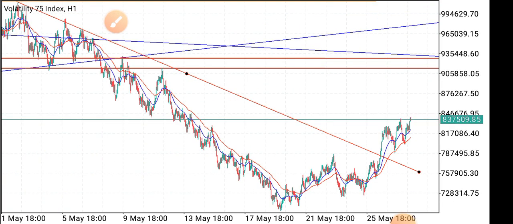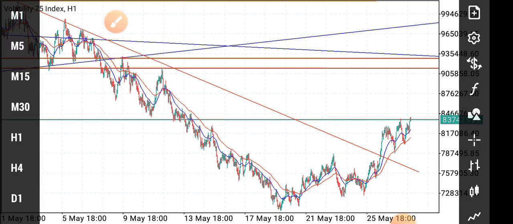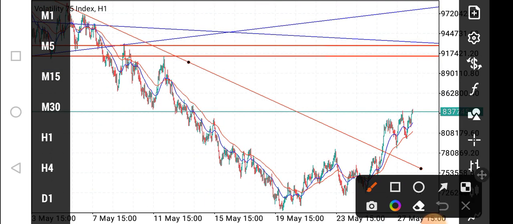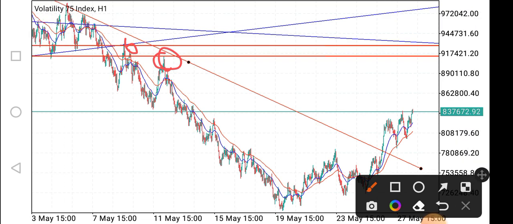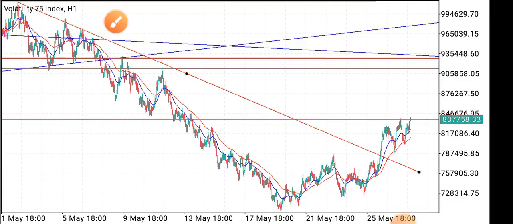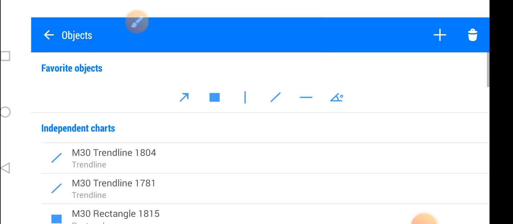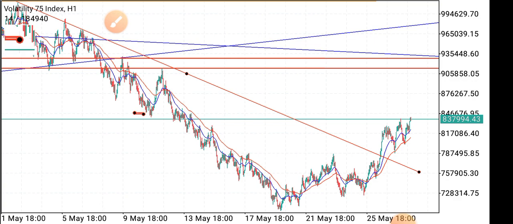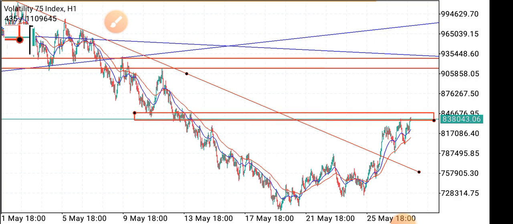On 1 hour now, you can see the spots. So let me now draw the trend line on 1 hour, because we are trying to take an entry on the 5 minute chart, and you will understand those zones very well. Now this is another spot on 1 hour.